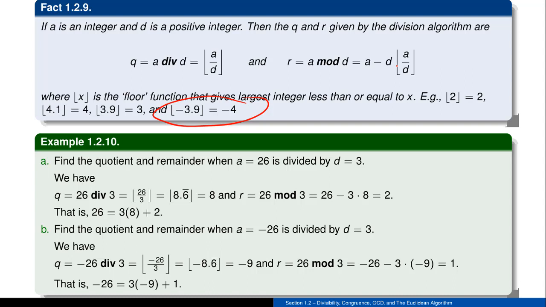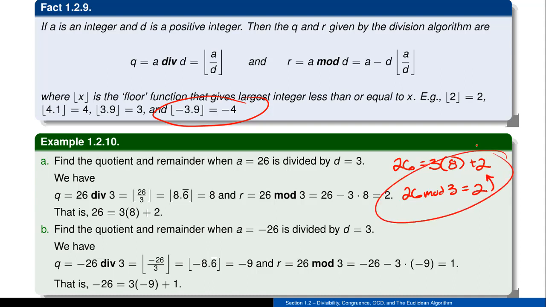If I were to take the number 26 divided by 3, I get 26 over 3, which is 8.6 repeating. That floored turns into an 8. And then my r value is going to turn into 26 minus 3 times that new quotient 8, which fires off a 2. Which is to say that this number 26 is going to be that divisor 3 multiplied by my quotient, which is the 8, plus that little remainder of 2. So what you can see in this case is that 26 modulo 3 is going to turn into that number 2. And that's going to become a really important concept as we begin to move forward.